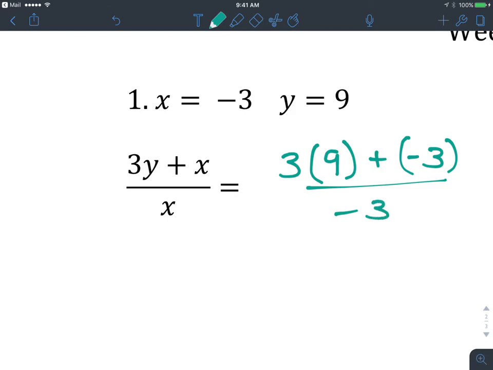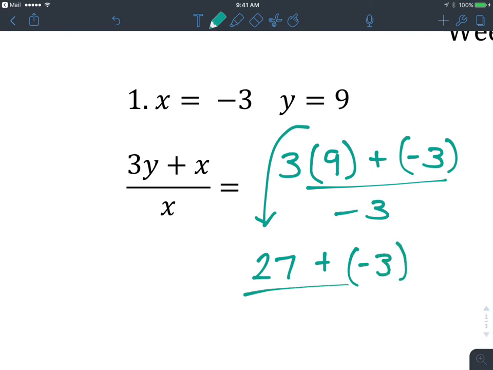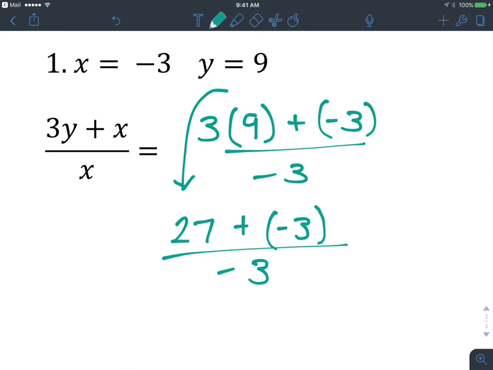Now PEMDAS is going to tell me to do the multiplication first. So I'm going to do 3 times 9, which is 27. So this is 27. I'm going to drop everything else. Everything else is going to stay the same. Now PEMDAS would tell me to do the division next. But I can't necessarily divide this because this is 27 plus negative 3 over negative 3. I can't divide that yet until I get just a single number up top and a single number on bottom.